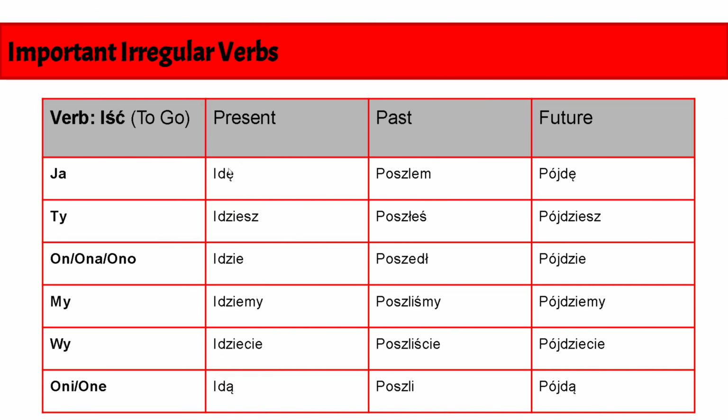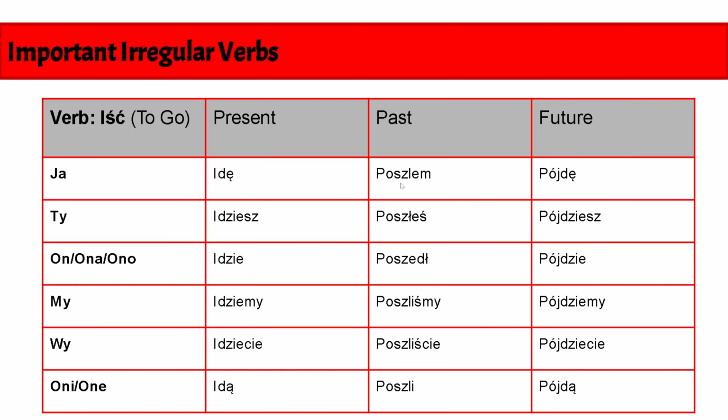Ja idę, I go. Ty idziesz, you go. On, ona, ono idzie. He, she, or it goes. My idziemy, we go. Wy idziecie, you all go. Oni, one idą. They go.